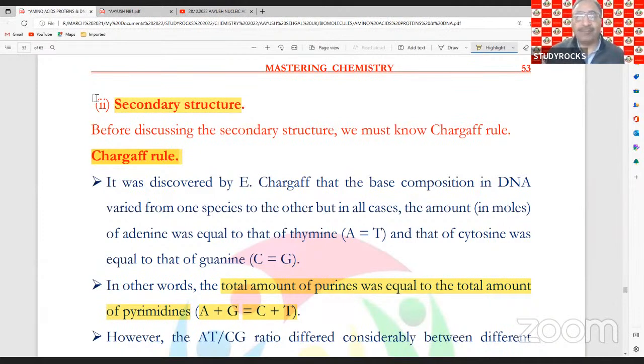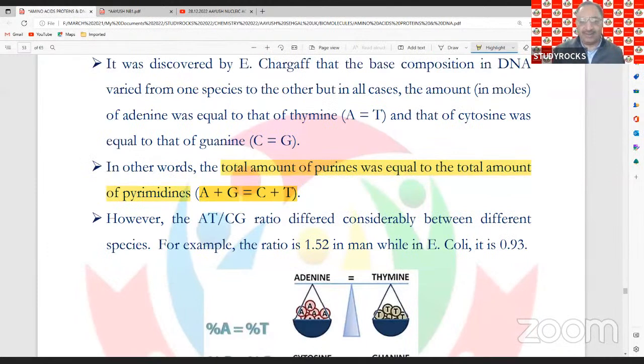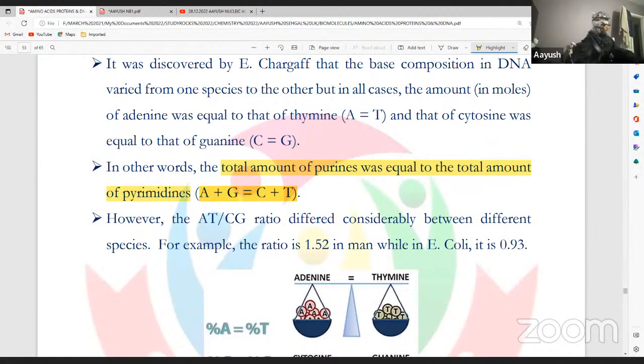Now that tip helps, and you never make a mistake. So remember only this formula, write it down with your own hands: A plus G is equal to C plus T. This is Chargaff's rule, or Kargaff rule, but in bio the majority of people pronounce it as Chargaff. Is it okay?